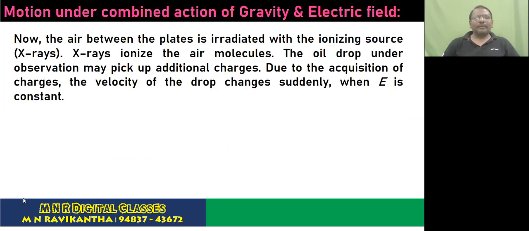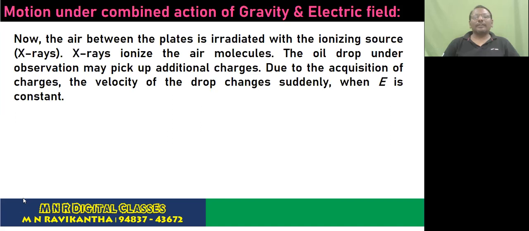Now, the third step. The air between the plates is irradiated with an ionizing source, say X-rays. In some cases, a radioactive source can also be used for ionizing the air between the plates. The air molecules get ionized due to exposure to the X-rays. Now, the oil drop under observation may pick up additional charges. These charges may be positive or negative, depending on the situation.